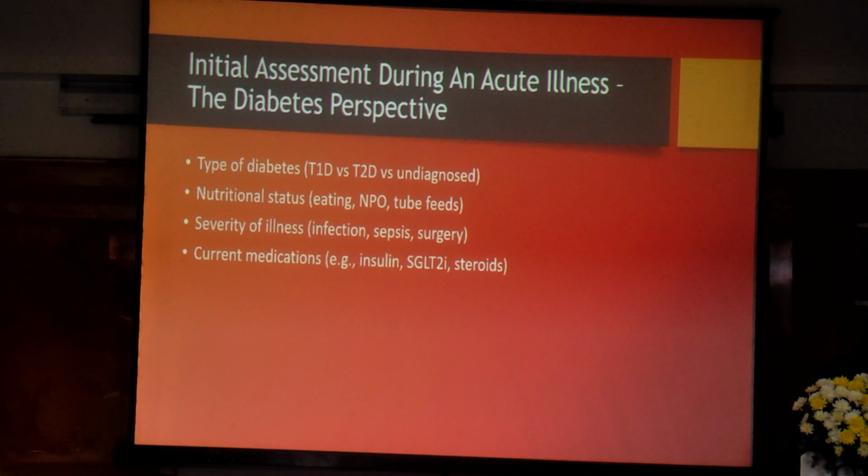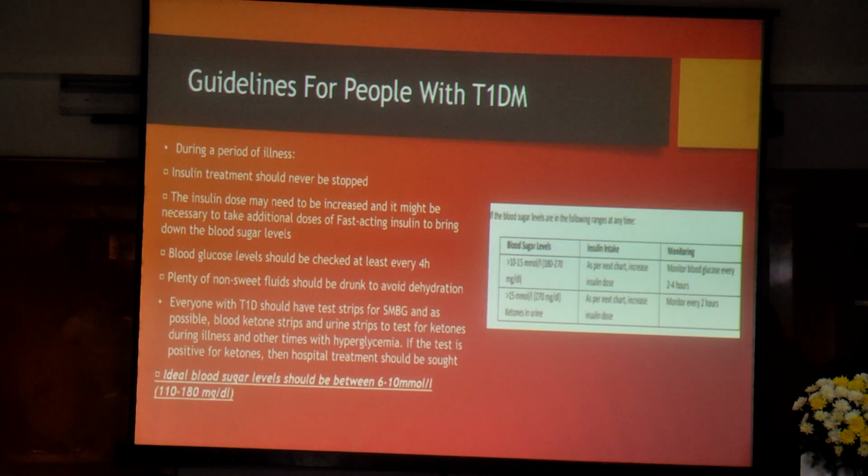From the diabetes perspective, first of all, one needs to understand whether it's type 1 or type 2 diabetes, or undiagnosed and being unmasked at the time of the illness. The nutritional status: whether the patient is eating normally, is nil by mouth, or is on tube feeds. The severity of illness needs to be assessed, and the current ongoing medications also need to be kept in mind.